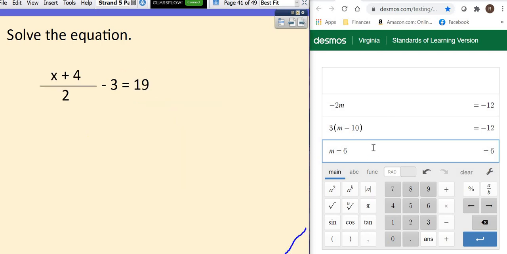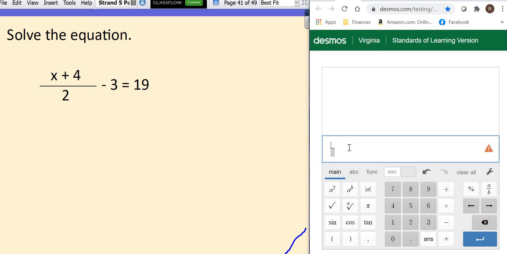All right, and here's the last one. This is a fun one to solve if you're doing it by hand, but if not, you can definitely put it in your calculator. You've got x plus 4, and you're dividing that by 2. Then I'm subtracting 3, and I have to find an x value that makes that equal 19. So let's see what we can do there.